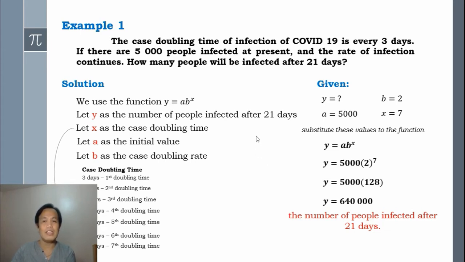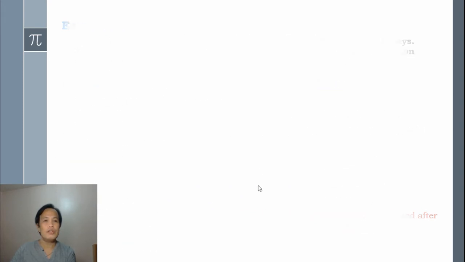That is how COVID-19 cases are increasing nowadays. So we should be very careful. We should practice minimum health standards: social distancing, hand washing, and just be clean. Wear masks. Okay? So let's continue to the second example.